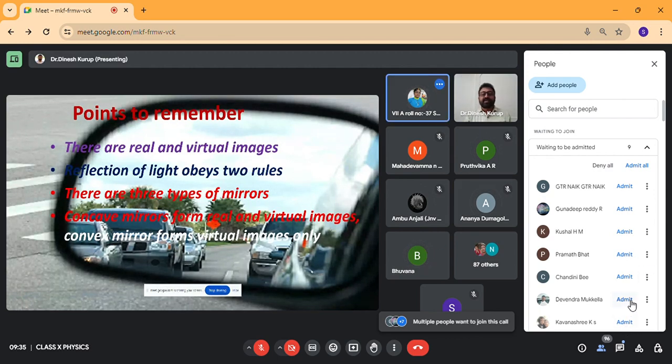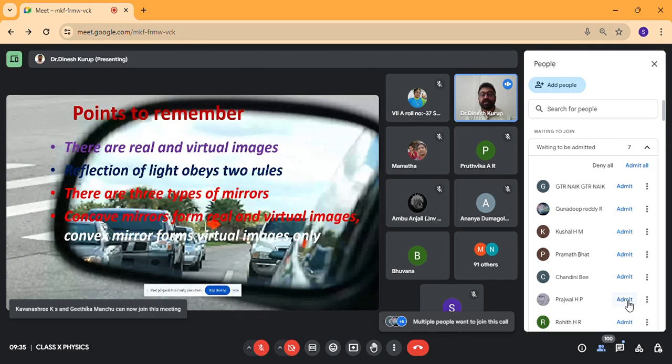A concave mirror forms real as well as virtual images, whereas a convex mirror forms virtual images only. That also you will be knowing.